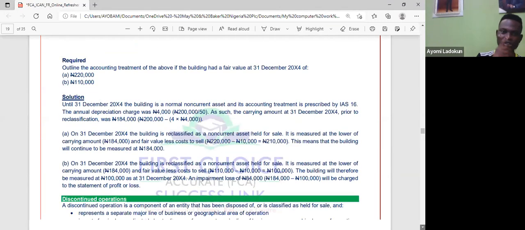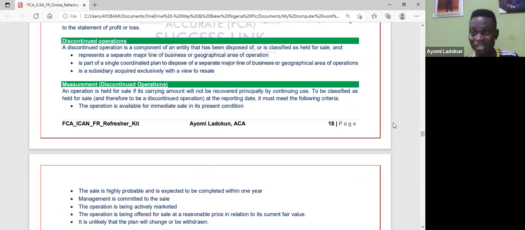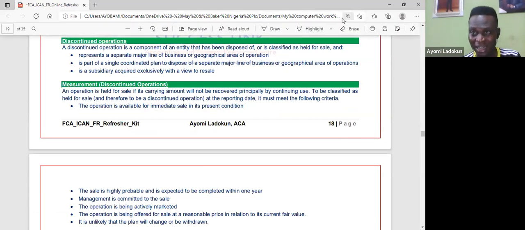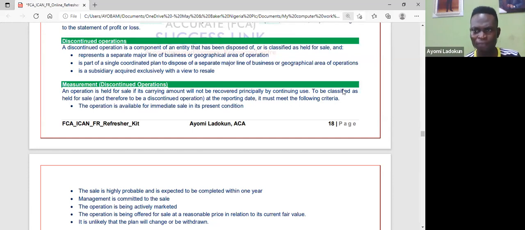So let's go to discontinued operations. So what is a discontinued operation? This is not an asset. So you have an operation, okay? And when you say operation, it can be by geographical area. For example, you see Nokia West Africa, Nokia Central Africa, and all of that, okay? So that could be an operation. So if you now decide to discontinue a particular operation, what does that mean? According to IFRS 5, a discontinued operation is a component of an entity that has either been disposed of or is classified as held for sale.